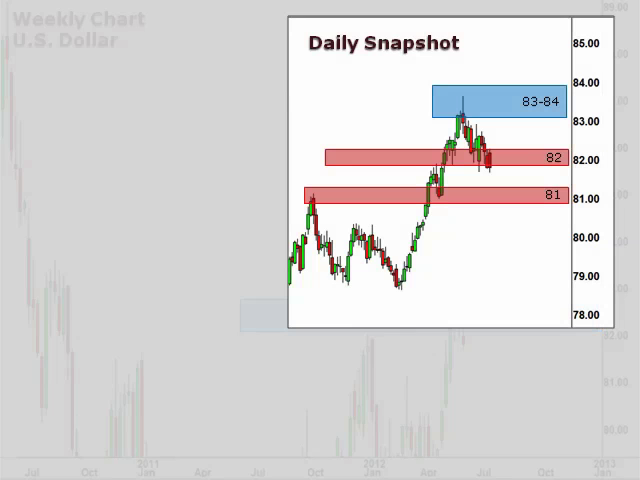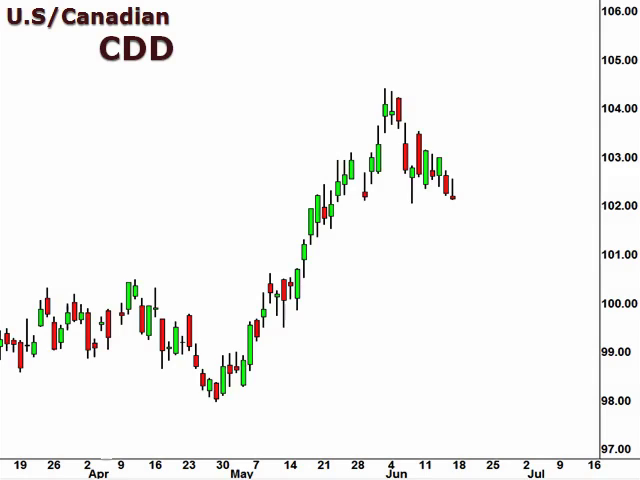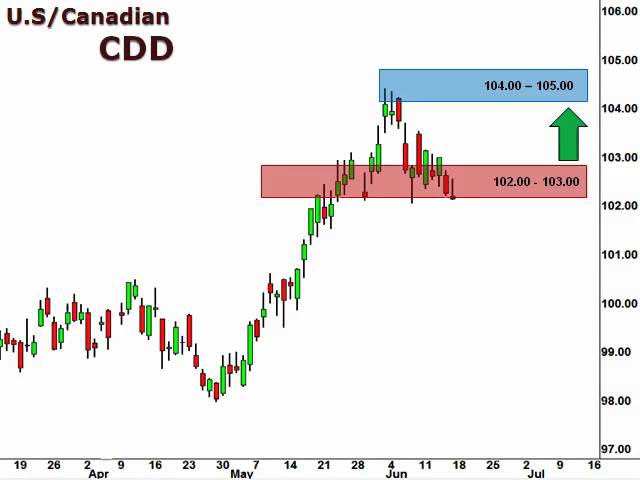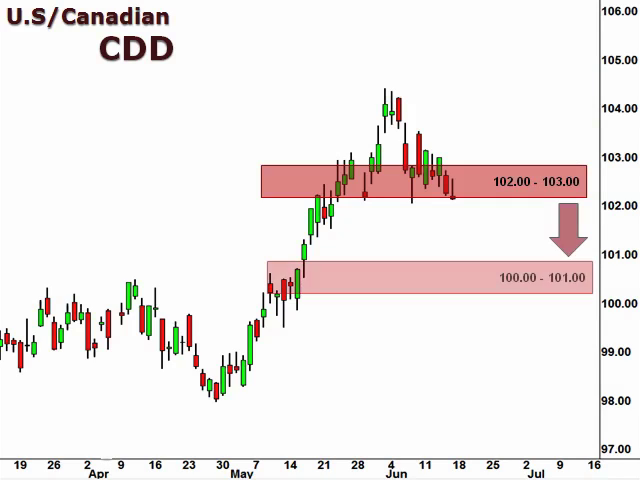A quick look at the daily charts reflects the strong support at 82, with 81 being the next short-term downside target. Let's take a look at the CDD, the US dollar versus the Canadian dollar. Well, the CDD continues to retrace lower, but holds the 102 support. A bounce is likely to retest 104 as resistance. However, failure at 102 opens the window for a move lower towards 101.